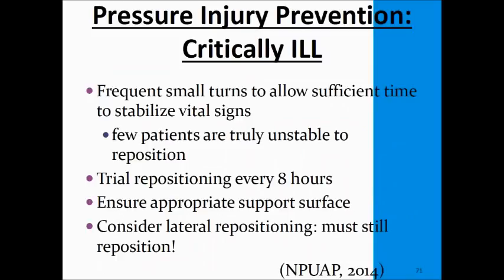Pressure injury prevention with the critically ill. With these patients, they may require frequent small turns to allow sufficient time to stabilize vital signs. You want to allow reperfusion in individuals who can't tolerate repositioning. According to national guidelines, there are very few patients that are truly unstable to reposition. However, if you can only do the frequent small turning, you should trial repositioning every 8 hours to verify if repositioning can be reestablished. And make sure they're on a proper support surface.